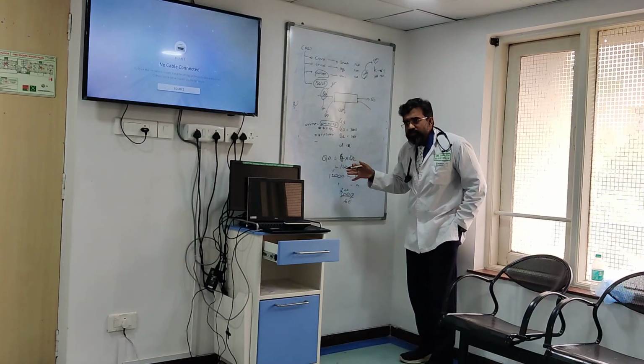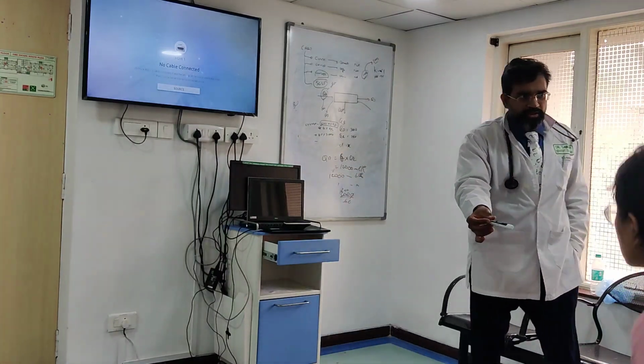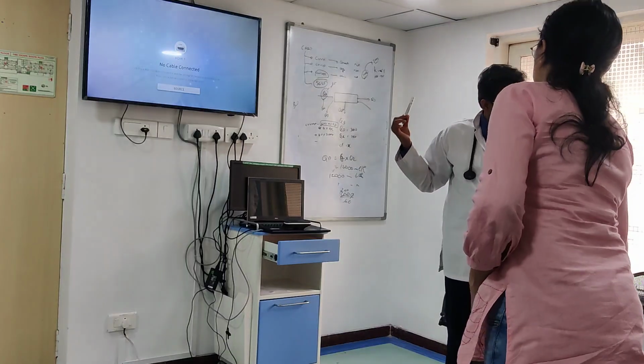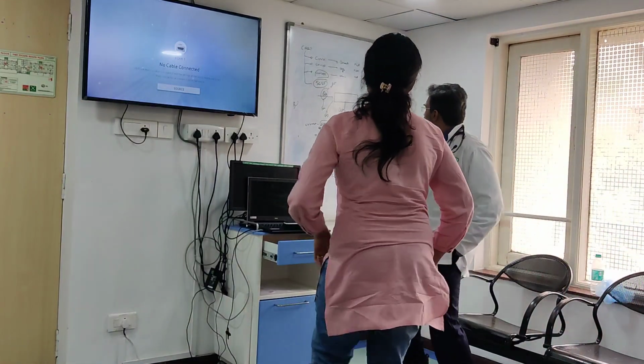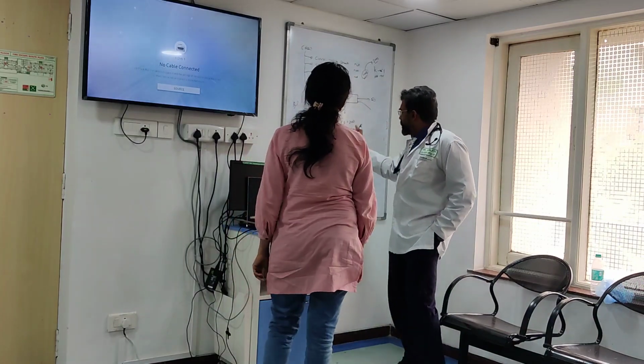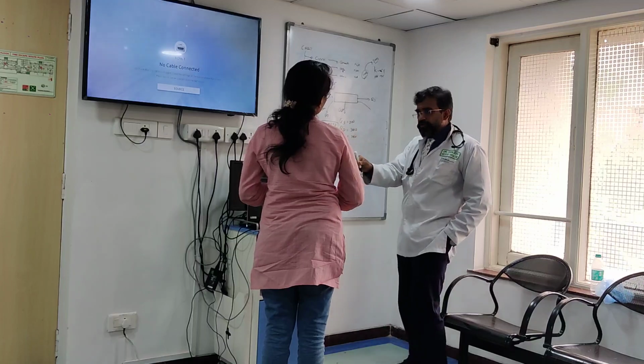What is the dose I'm giving? Write down the dose. This is my blood pump flow. I have written my blood pump flow is 200. Now I have added this, 200. This is my prescription for my patient. Now you write the dose.